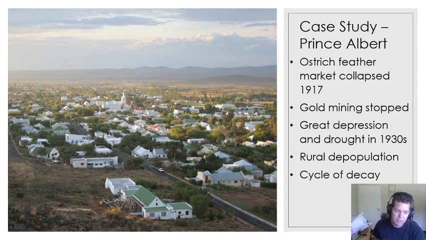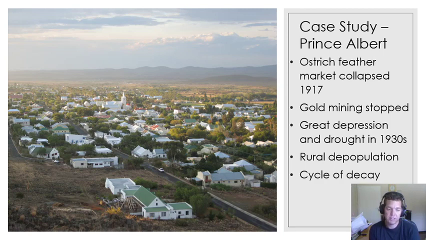Okay, so once you look at the cycle of decay, we must now look at a case study and how to fix it. It's very hard to fix, but a great example of this, it's in your book as well, is Prince Albert, which is a town in the Karoo in South Africa. And Prince Albert was a kind of flourishing town at the turn of the century. So in the early 1900s, things were going well for Prince Albert.